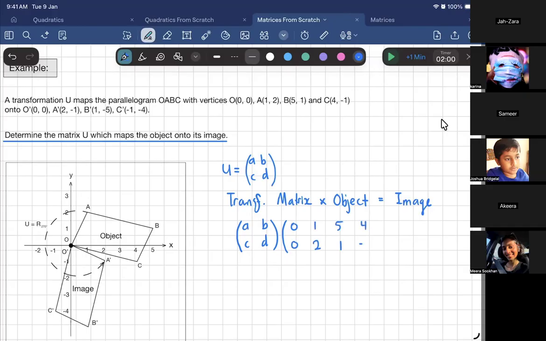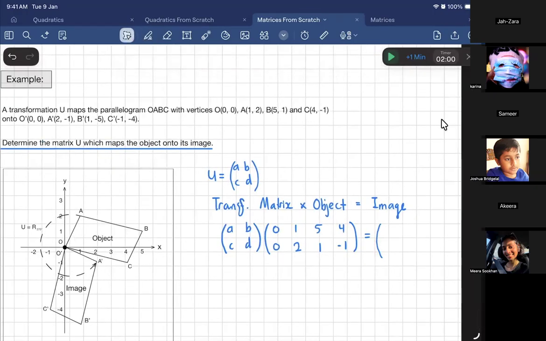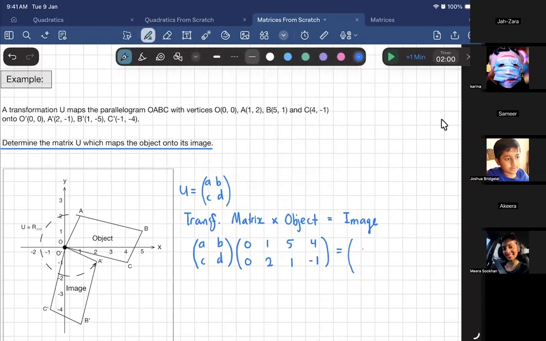This is why you're going to hate me. You probably imagine this is a lot of matrix multiplication. All right, what is it for the image? Let Akira redeem herself. Akira, what is it for the image? So 0, 0, 2, negative 1, 1, negative 5, negative 1, negative 4.